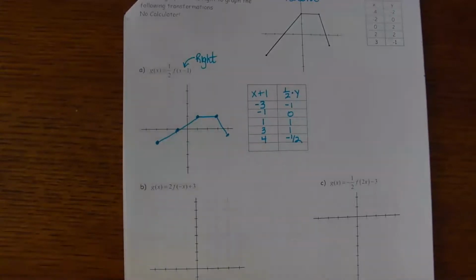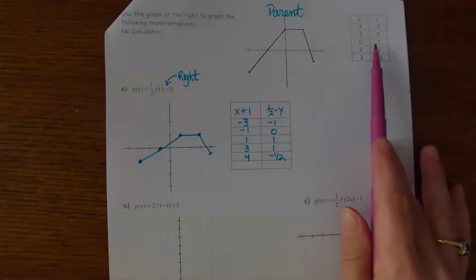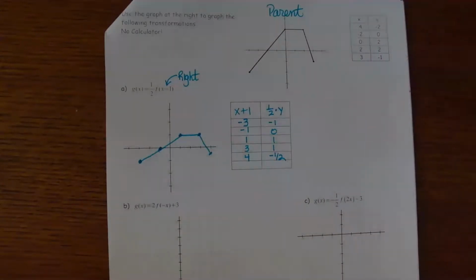Not too bad, right? If you know your rules, all you have to do is take a table of values and apply those rules. So very important that you know all of your parent functions because you know the numbers that go with your parent functions. So anything you have to do, you can just manipulate that table and you have a new graph without doing something scary, right? Okay, what are we going to do to this one?